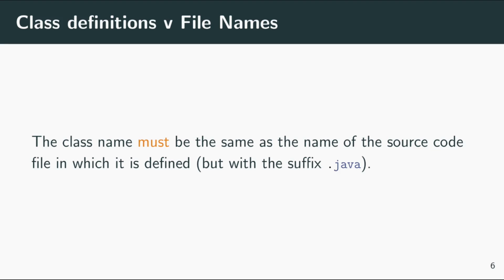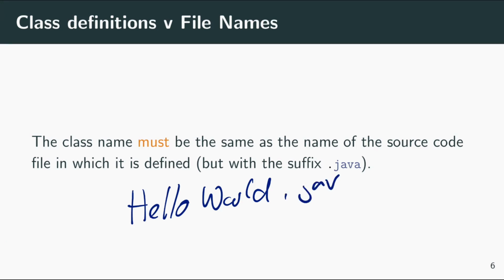A quick word on class definitions versus file names. The name of the class that you're defining also should determine the name of the file that you're writing this piece of source code in. So this means in this specific case we have a class that's defined. It's called HelloWorld, and that means the source code file that this should live in is HelloWorld.java.